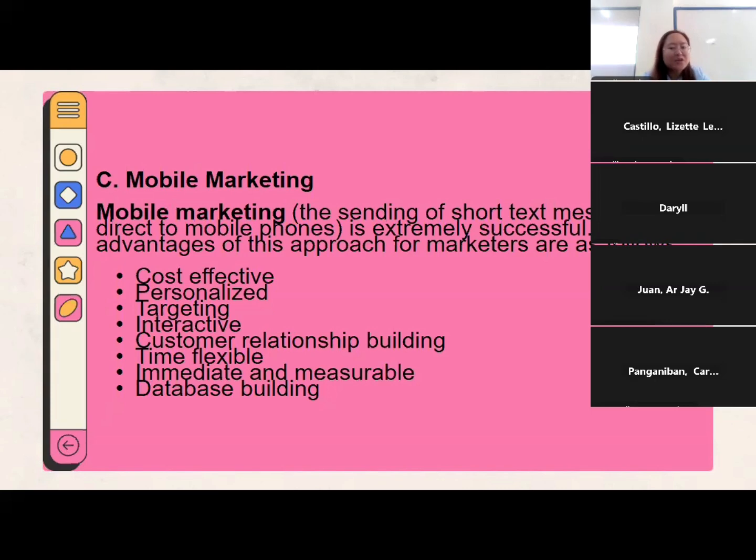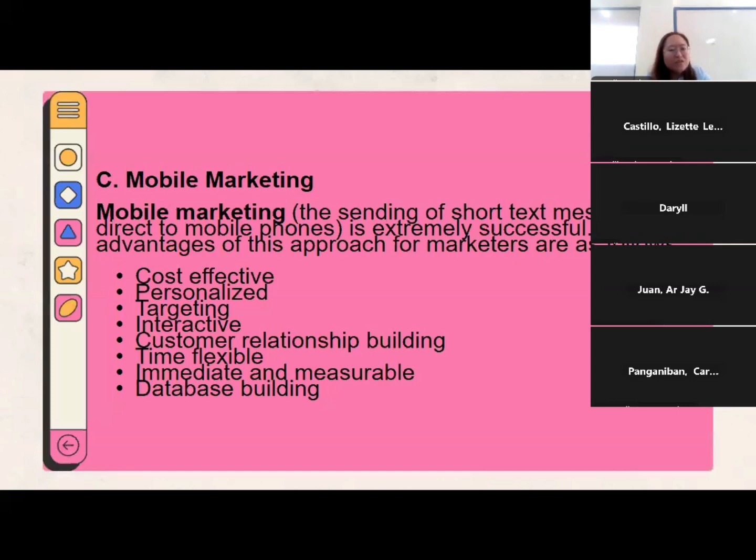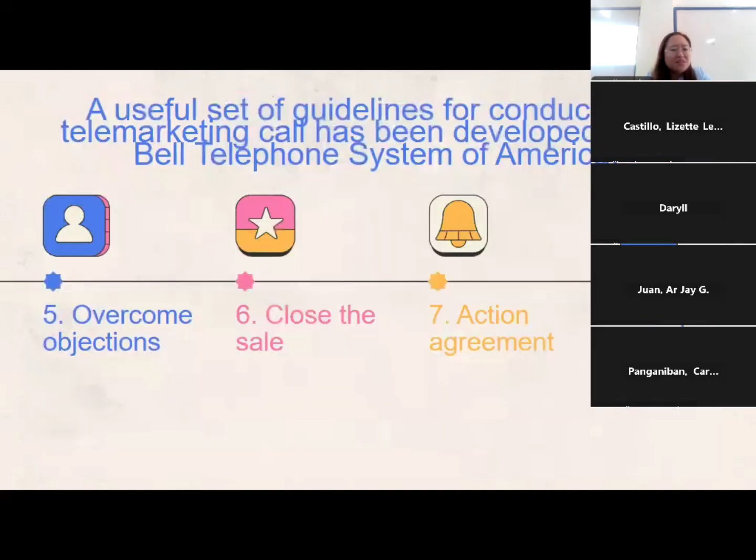Mobile marketing, as you can see, has some limitations that business need to consider. Okay, so there are some limitations as well that need to be considered. As you can see, even if they are cost effective, even if they are personalized, even if they are very interactive, there is customer relationship. You must also consider time flexibility, immediate and measurable database building. But unfortunately, when we speak of mobile marketing, there are also some limitations that business needs to consider.